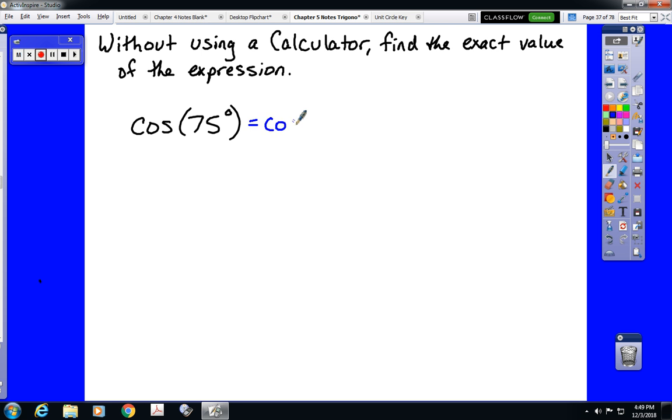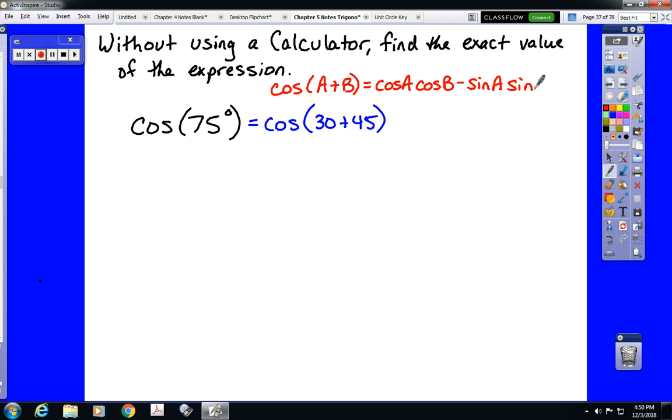Well, again, 75 degrees does not appear on our unit circle. But you know what does are 30 and 45, which add to 75. So we're going to follow the pattern for our sum identity for cosine, cosine of A plus B, which would be cosine A, cosine B, minus sine A, sine B. So if we follow that pattern, that would be the cosine of 30 times the cosine of 45 minus the sine of 30 times the sine of 45.